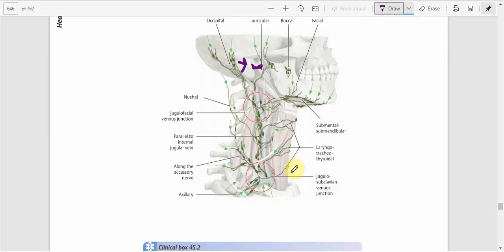Again over here, you can see parallel to the internal jugular vein written over here. You can see the jugulo-facial venous junction, because it's a junction between the facial vein and the internal jugular vein where it is draining. And over here it is written along the accessory nerve, and you can see this is the jugulo-subclavian venous junction. So the jugular trunk is going to be formed over here and is going to drain into the thoracic duct. You can see this is the outline of the internal jugular vein over here. And this is where we have the junction.